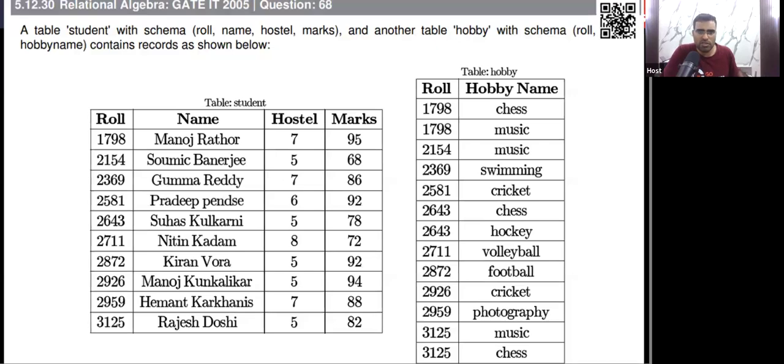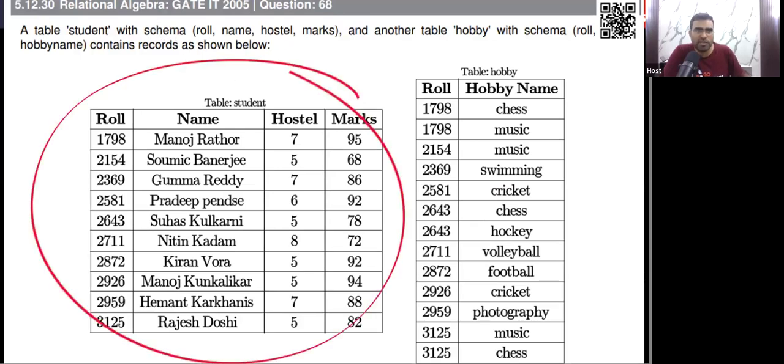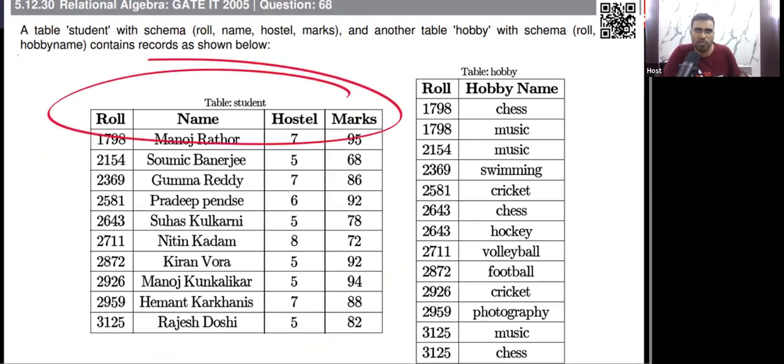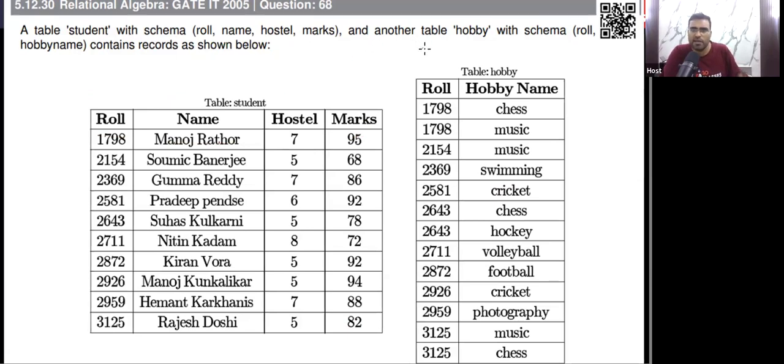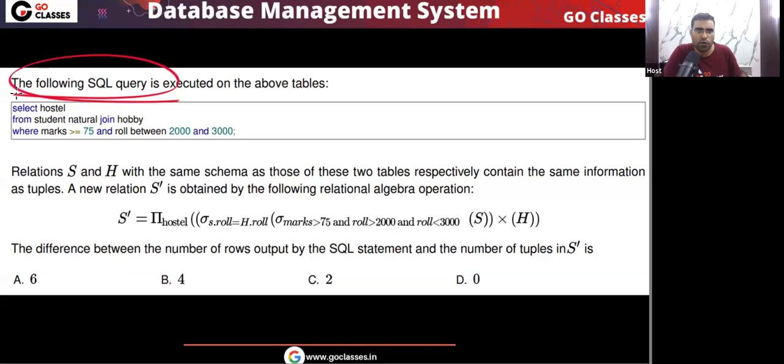Let's solve this question. A table student with schema. This student table is given to you. The schema is roll number, name, hostel, marks, and another table, hobby. This is another table where you have roll number, hobby, name. So you can see these two tables are given to us. Now, the following SQL query is executed on the above tables. This SQL query we execute. Also, this relational algebra query we execute.